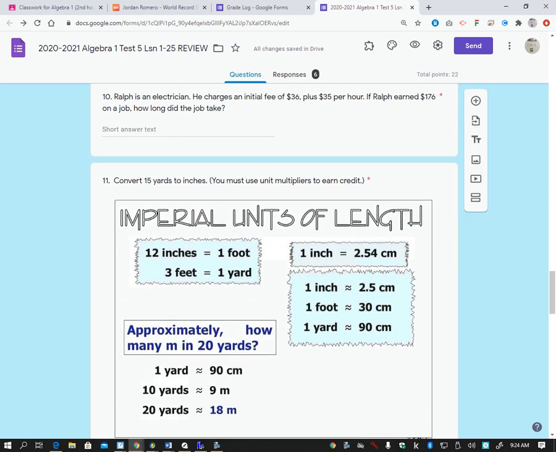10. Ralph is an electrician. He charges an initial fee of $36 plus $35 per hour. If Ralph earns $176 on a job, how long did the job take? You need to start off by writing an equation here. He charges $36 just for showing up. A lot of places do that. So there's just a standard 36 plus $35 per hour. How do I represent $35 per hour? 35x, or let's do 35h. And that's going to equal what? 176. Does it matter which variable we use? No, it doesn't matter.